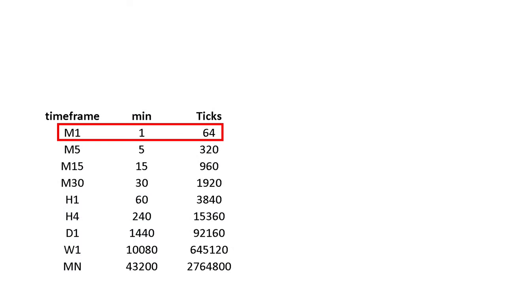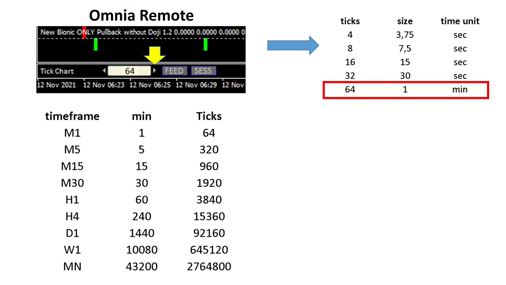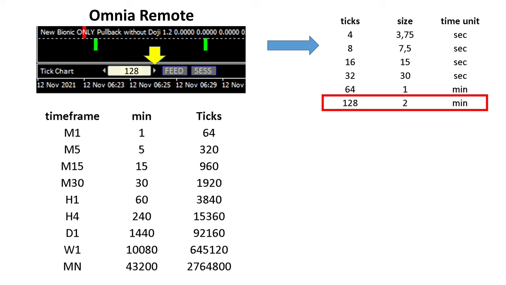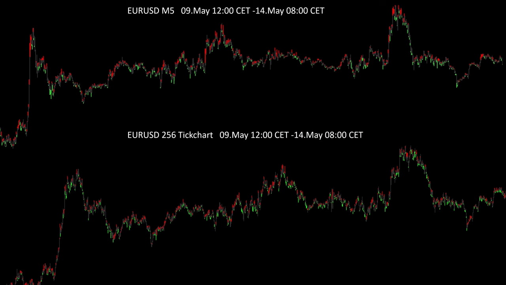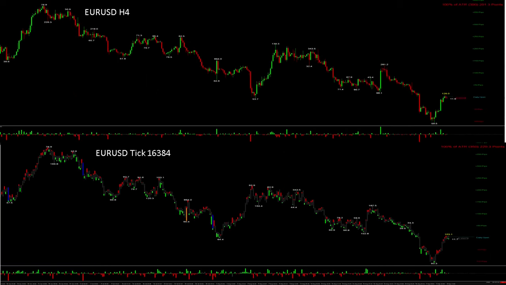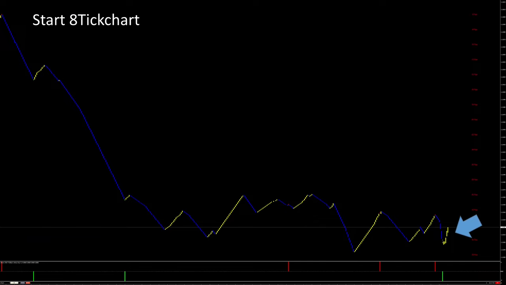The M1 chart is roughly comparable to a 64-tick chart in EURUSD. With the additional tool Omnia Remote, I can double the number of ticks with a simple click and thus achieve different comparable time units. Here you can see again that the difference between the tick chart and the time chart is not that big. Since a tick chart runs in offline mode of MT4, candlesticks start drawing only when you open this chart. As soon as the chart is closed again, the display also ends.